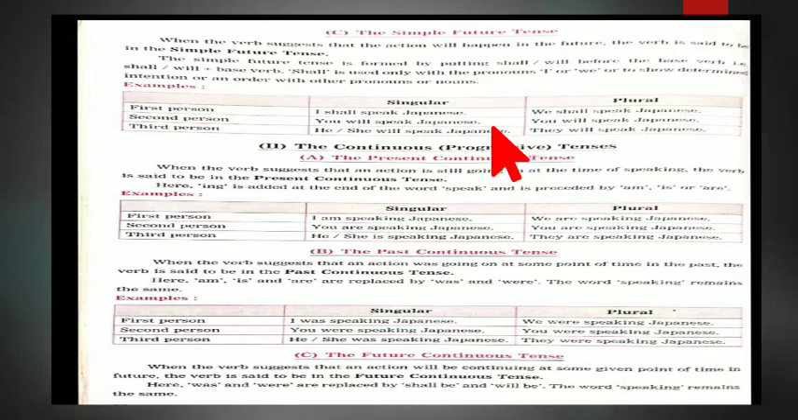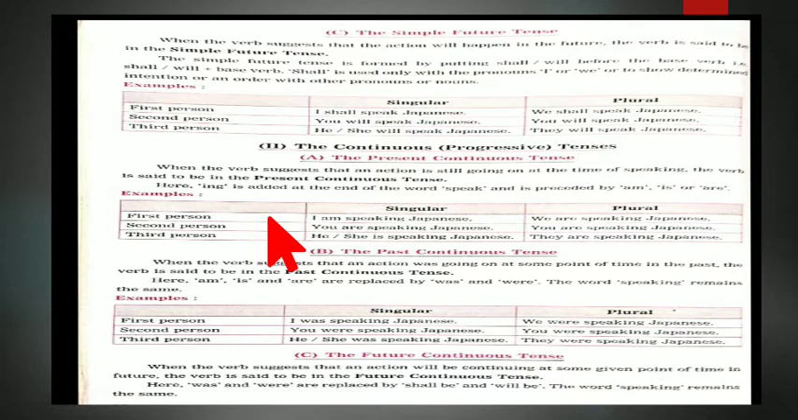Continuous or progressive tense. This here is the present continuous tense. When the verb suggests that an action is still going on at the time of speaking, the verb is said to be in the present continuous form. Whenever in a sentence we have the ing form, we have what? We have the ing form. It is added at the end of the word speak and is preceded by am, is or are.